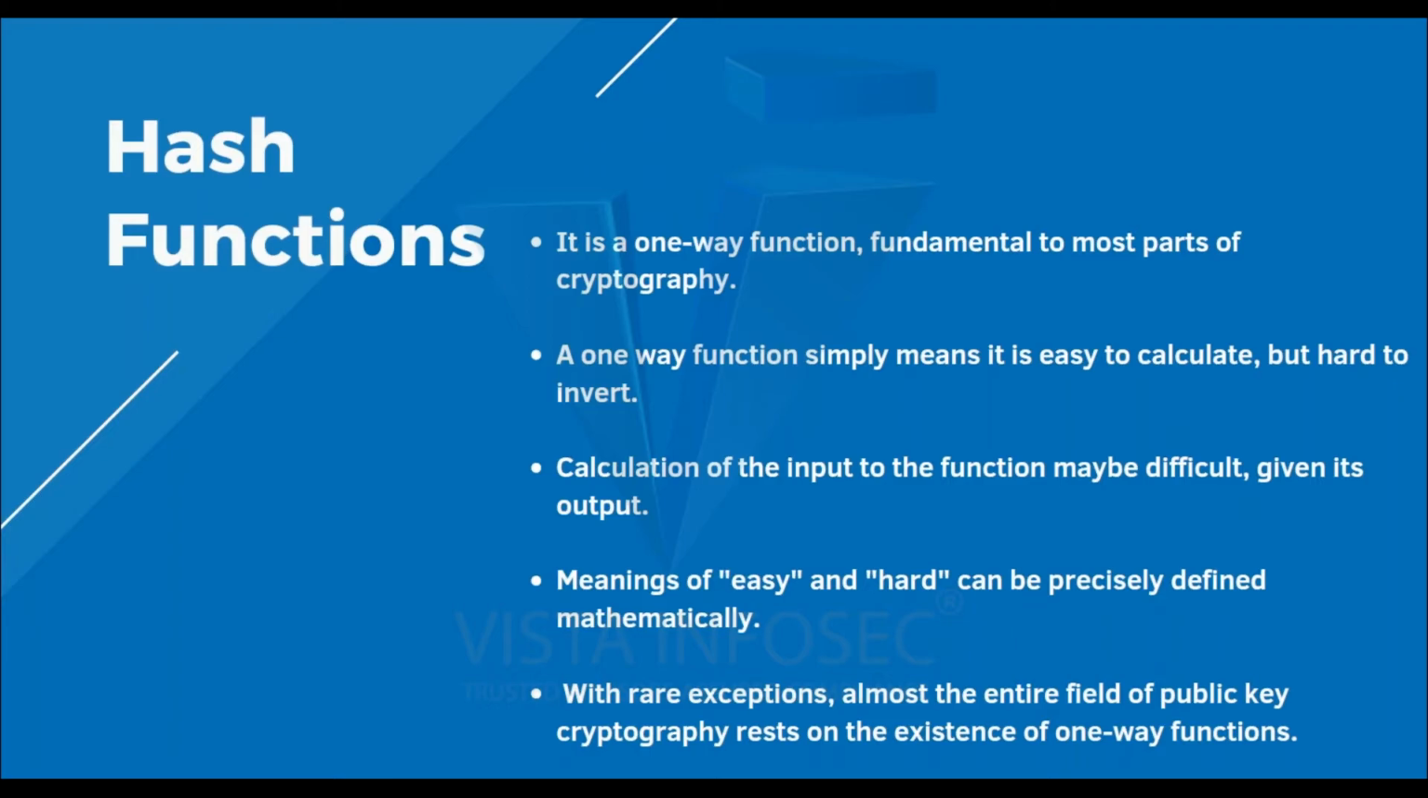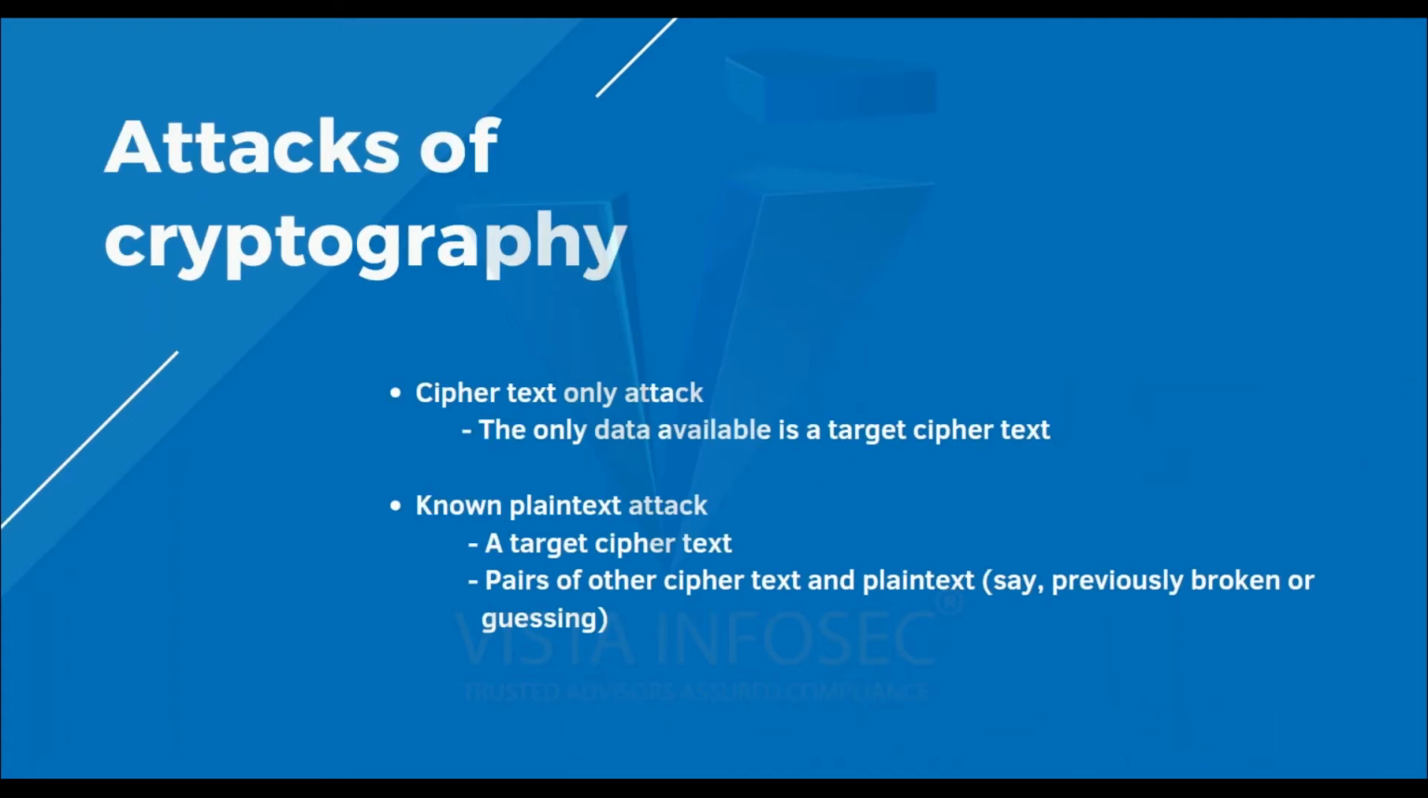And the last point is that the entire field of public key cryptography rests on the existence of one-way functions. What do I mean by that? If I encrypt using the public key, I cannot reverse it using the public key and get back the original text unless I decrypt using the private key. In the same way, if I encrypt using the private key, I cannot reverse engineer it and get the original data again. I have to decrypt using the public key. So it is the existence of one-way functions.